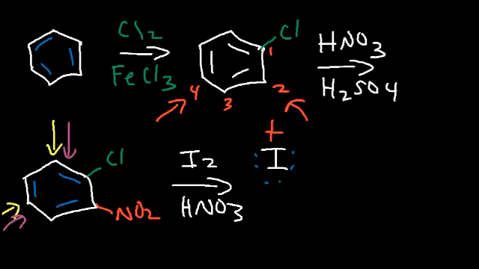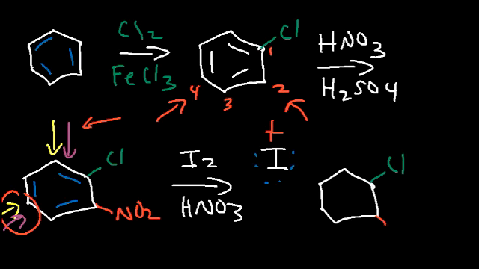Now, this position is a little bit better than this one because this one is closer to the chlorine, so there might be some steric factors that you have to take into account. So let's draw the para product, the one that's para with respect to chlorine. It's going to be slightly better than the ortho product because it's further away from the chlorine. But you can still get both products. So you do get a mixture, but we're going to draw the para product. The yield should be slightly better.